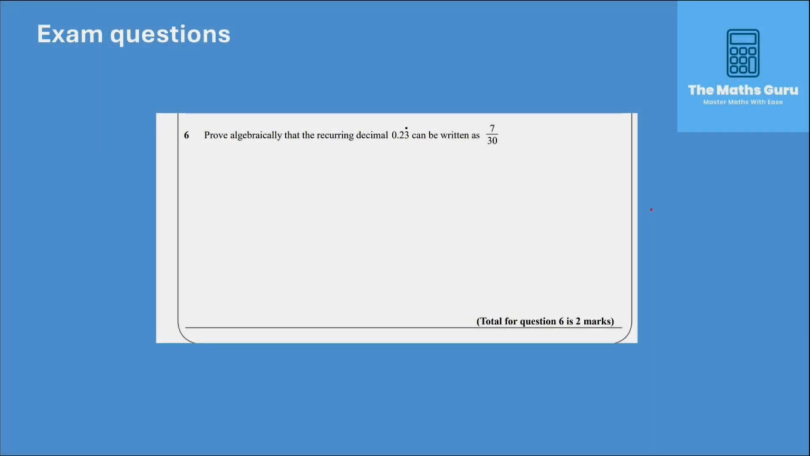Today we're going to be taking a look at recurring decimals exam style questions. So let's get straight into it. We have to prove algebraically that the recurring decimal 0.23 with the 3 recurring can be written as the fraction 7/30. Okay, this is perfect. This is a very similar question to the one we attempted in my revision style video.